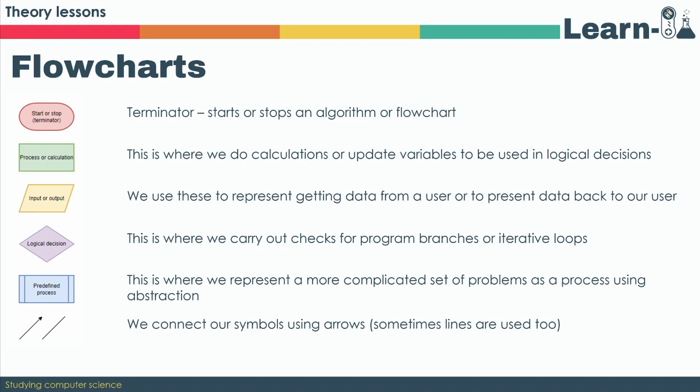Our penultimate symbol is what we call a predefined process, sometimes called a function, sometimes called a subroutine, and that is where we represent a more complicated series of steps in a much more simple way using this idea of abstraction. Okay, and I'll show you an example where that's been employed. Finally, we've got how we connect all our symbols together. Typically we use arrows, but sometimes lines are used too. As long as we can make our way through the logic, then it's absolutely fine. I don't mind which ones you use.